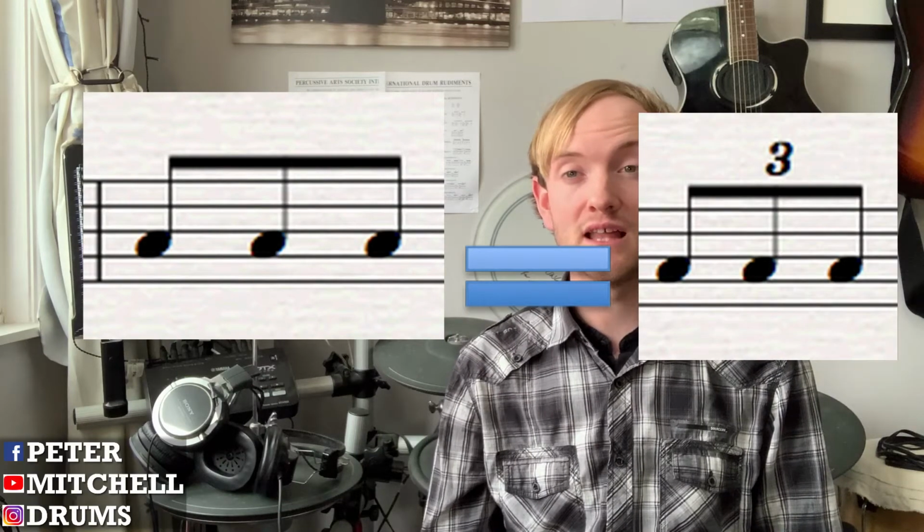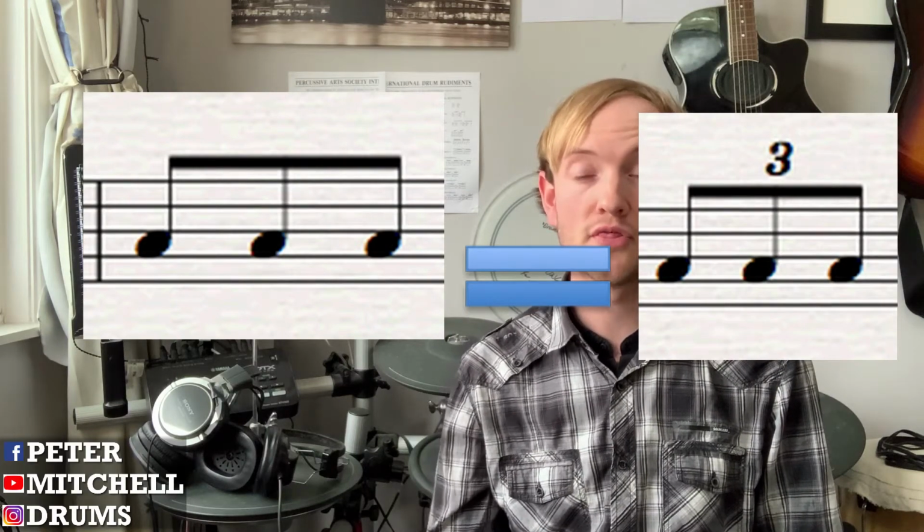So in 6/8, we have 6 quavers in the bar. So the top number tells us that there's 6. The bottom number tells us that we're dividing it into quavers. In 6/8, these quavers are grouped in 3s rather than 2s. So when we play them, they kind of feel like the way that a triplet would feel, or 3 quaver triplets would feel. The pulse of 6/8 is 2.